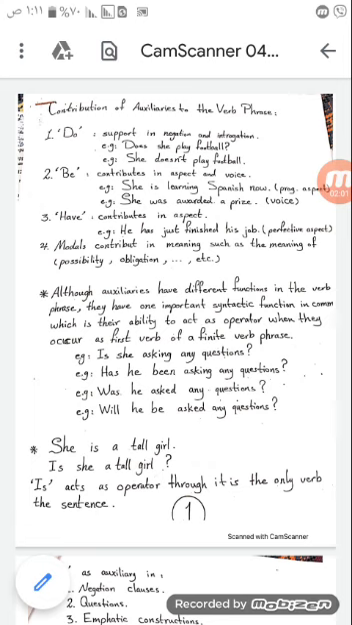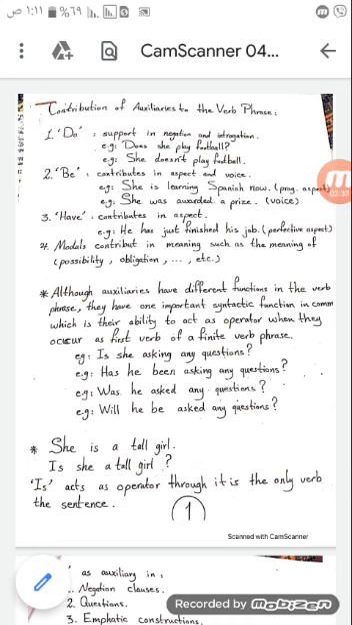Contribution of auxiliaries to the verb phrase. We start with do. As illustrated in this paper, we have do support and negation, in negative and interrogative. For example, does she play football? She doesn't play football. Be contributes in aspect and voice. She is learning Spanish now, and she was awarded a prize. This shows that we have the progressive aspect, is plus verb with ing form, and in she was awarded a prize, the passive voice, was plus awarded.